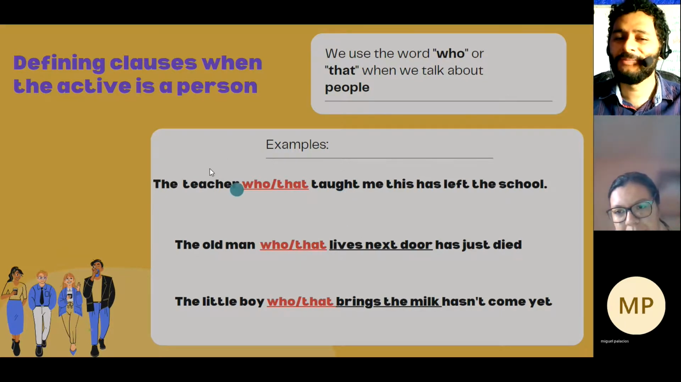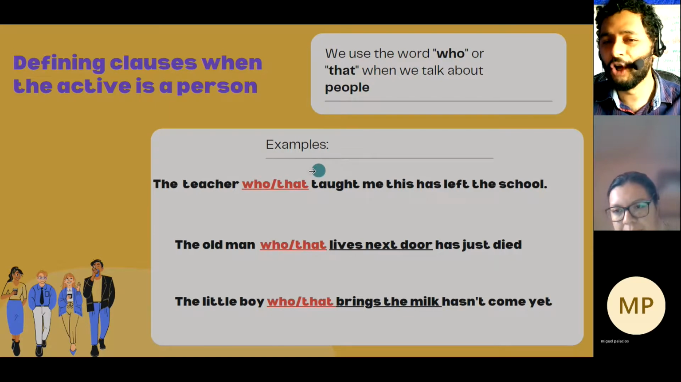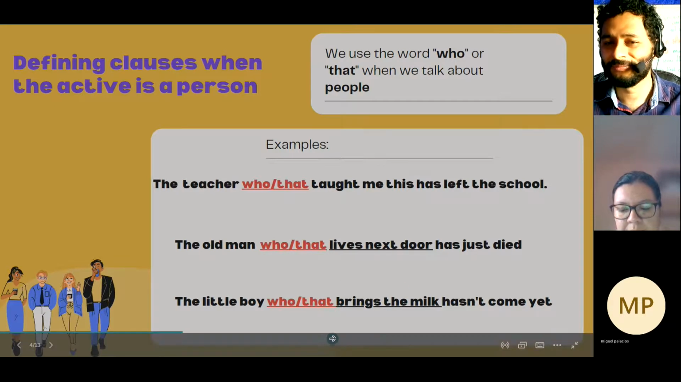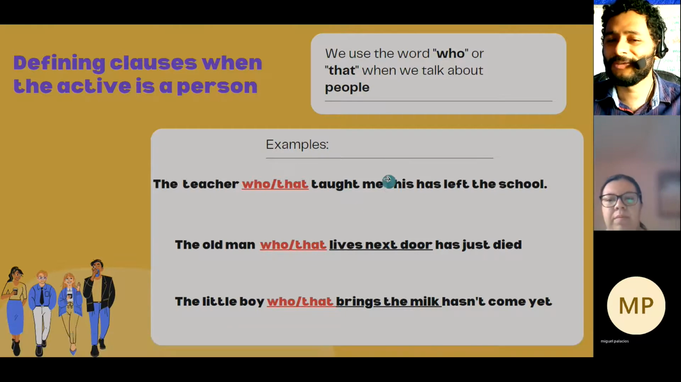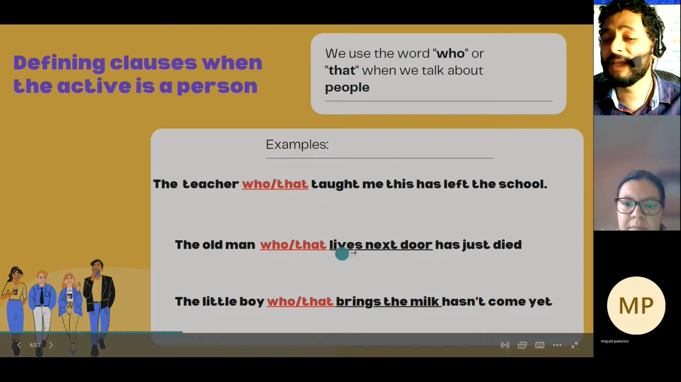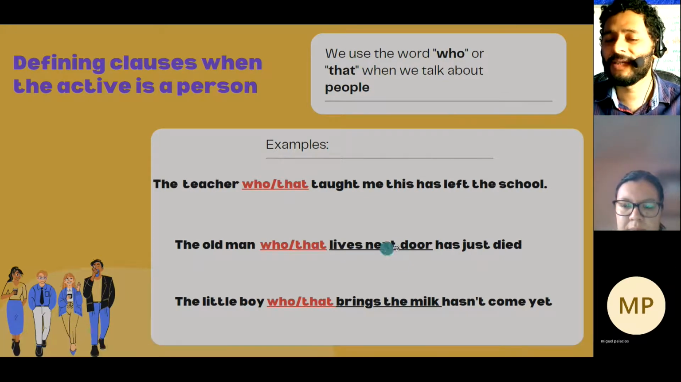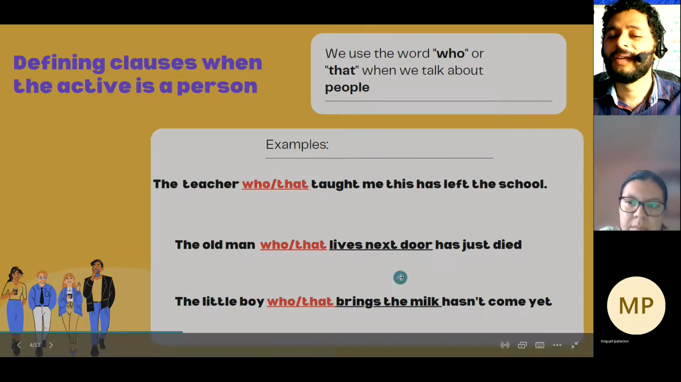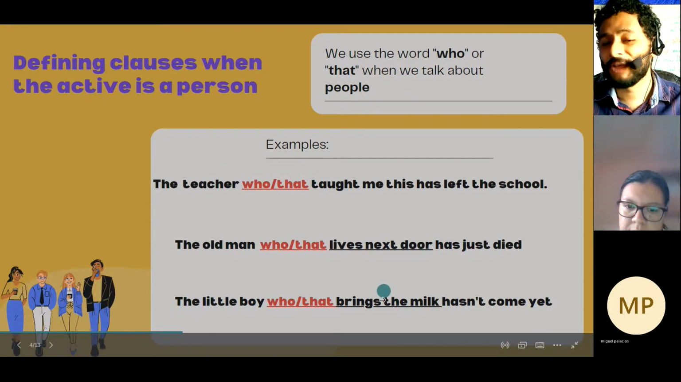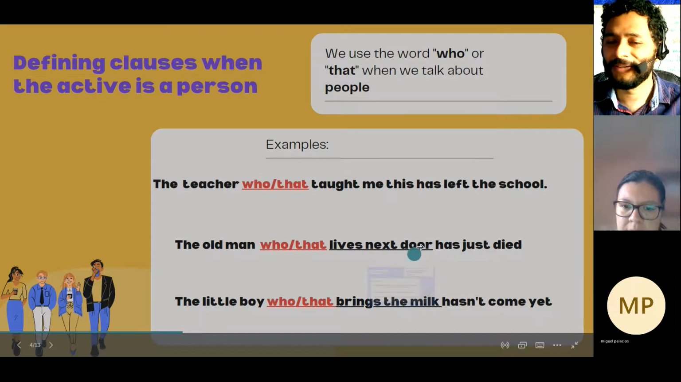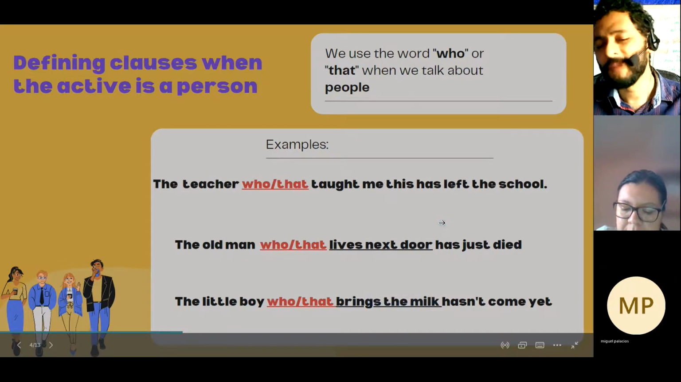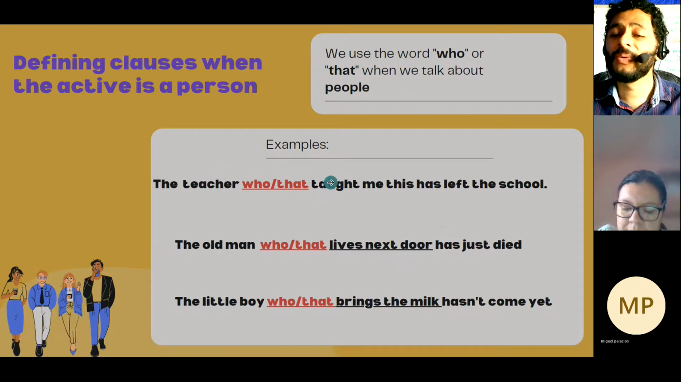Generalmente tienen verbos, ¿te das cuenta? The teacher who taught me this: taught es el verbo. Lives es otro verbo. Brings, otro verbo. And then you have objects. Taught me, ¿no? ¿Te acuerdas de los objetos, no? Taught me. ¿A quién le enseñó? A mí. He, the man who lives. Bueno, aquí no, en este caso lives next door. Next door is not an object. And brings the milk. Bueno, aquí en este caso sí, brings. ¿Qué es lo que trae? The milk.